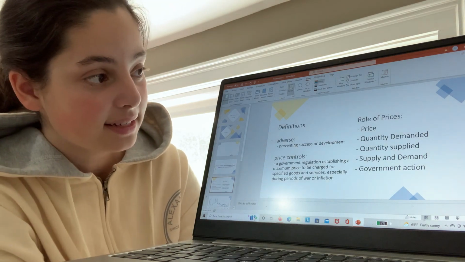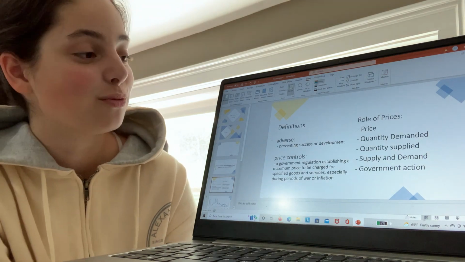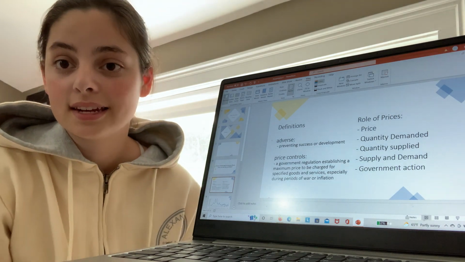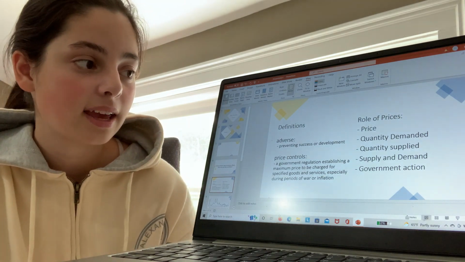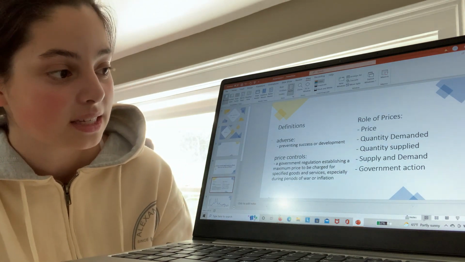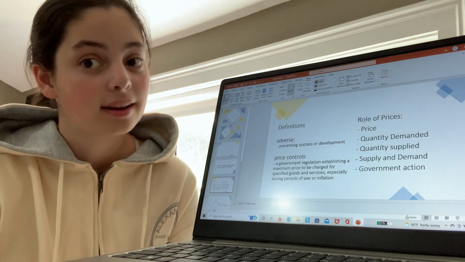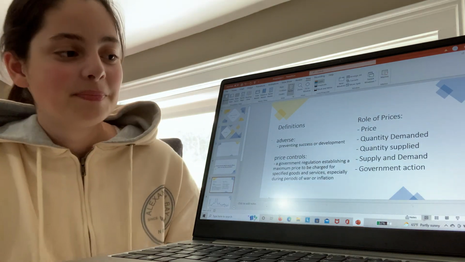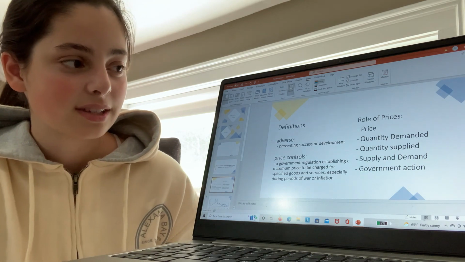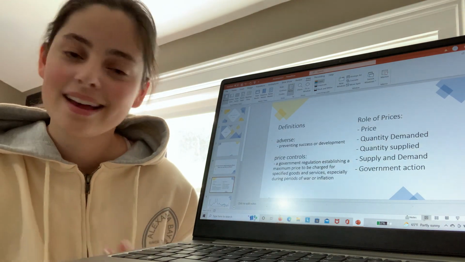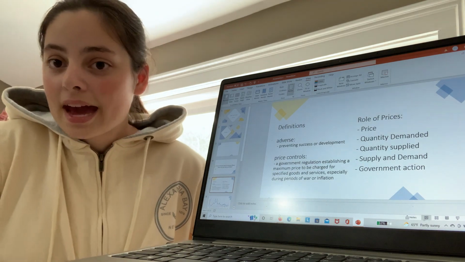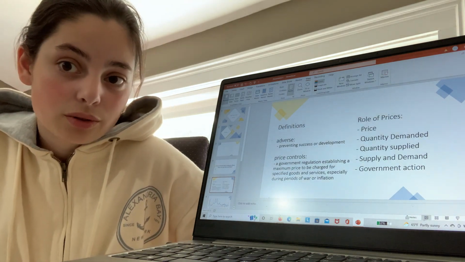Rules of prices. So the price is the initial amount, and it can be affected by the quantity demanded, the quantity supplied, and the supply and demand. A lot of this is very simple. It just seems like a lot. And sometimes there's government action, which is the price controls.